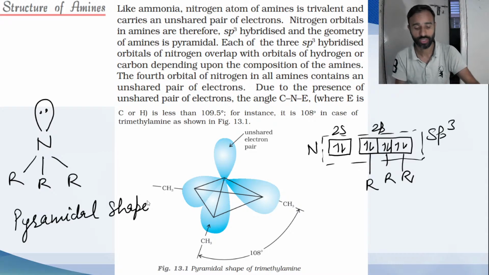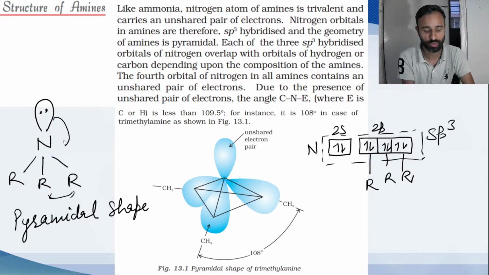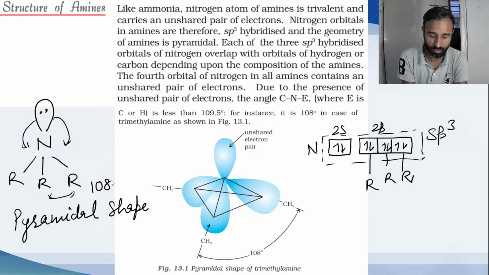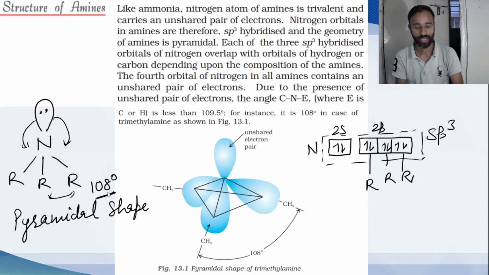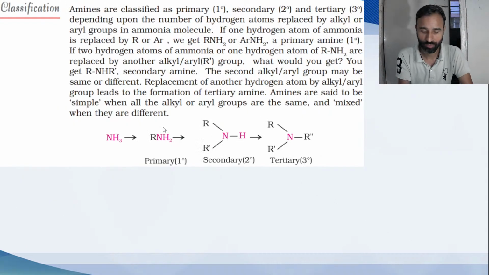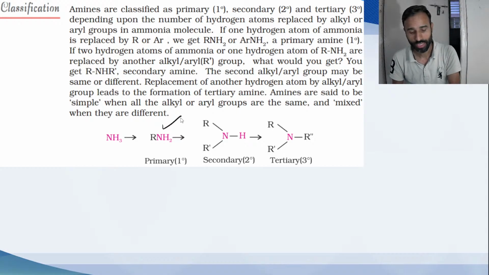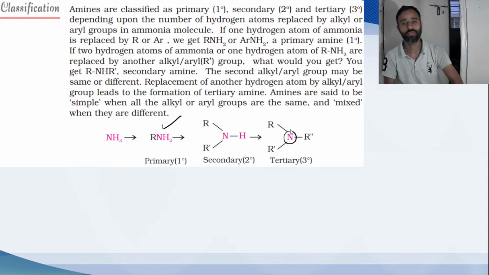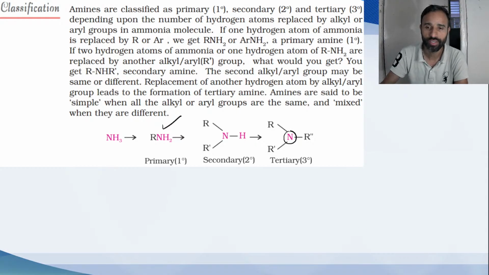It has a pyramidal shape. The angle is less than tetrahedral because of the presence of the lone pair. The lone pair repels the bond pairs, and that's why the angle is around 108 degrees. And the hybridization is sp3. Classification: I have already told you that when ammonia is replaced by one alkyl group, it is a primary amine. If two alkyl groups are added in place of hydrogen, that is a secondary amine. If all three hydrogens are replaced by alkyl groups, that is a tertiary amine.